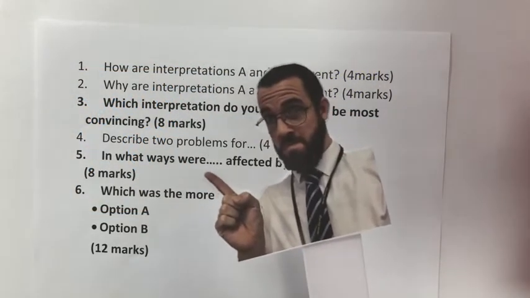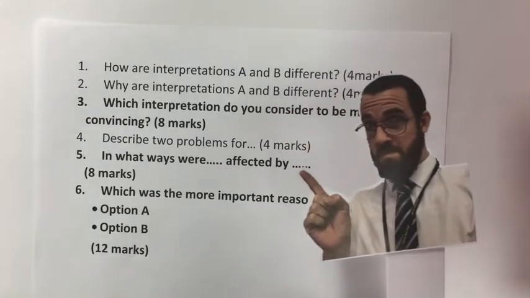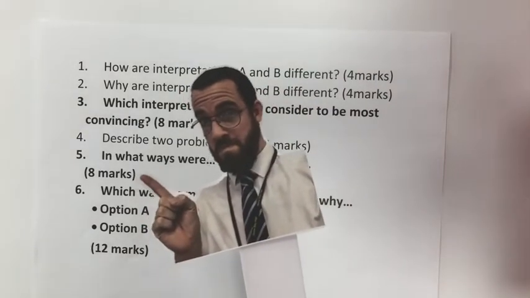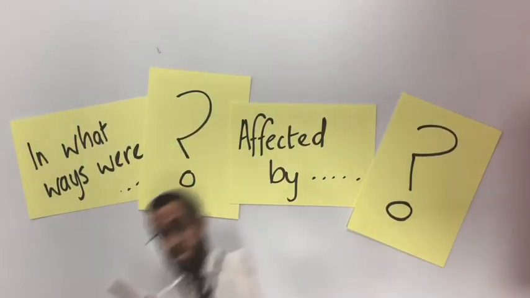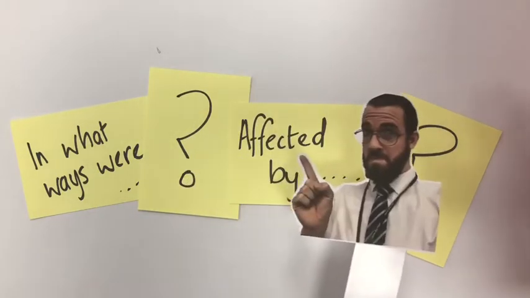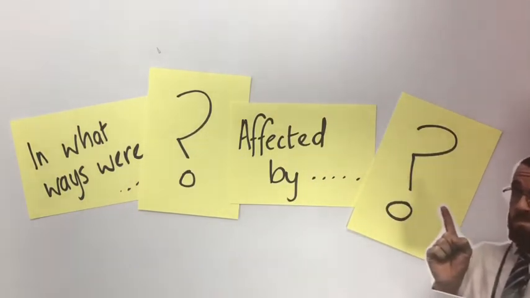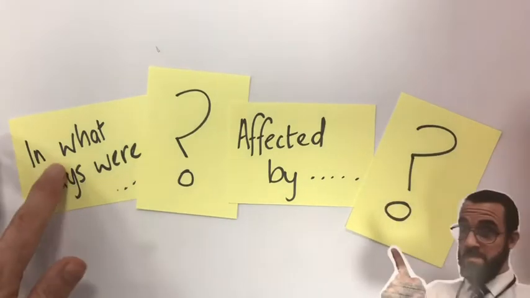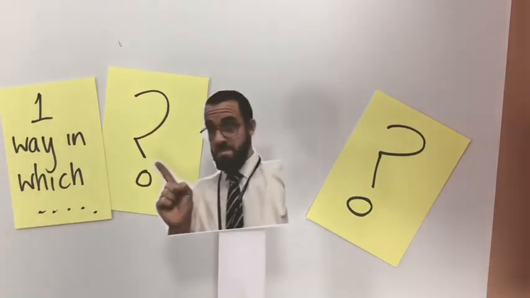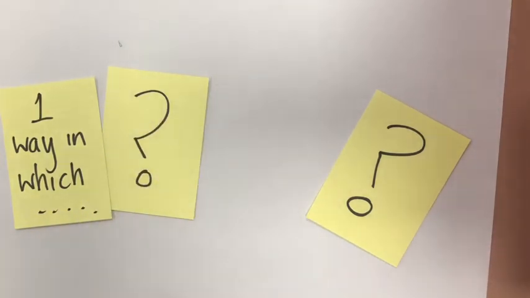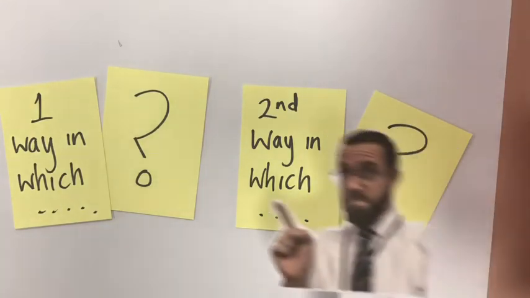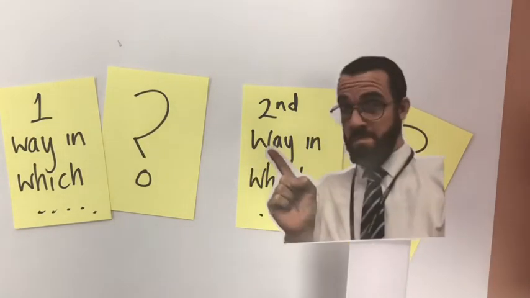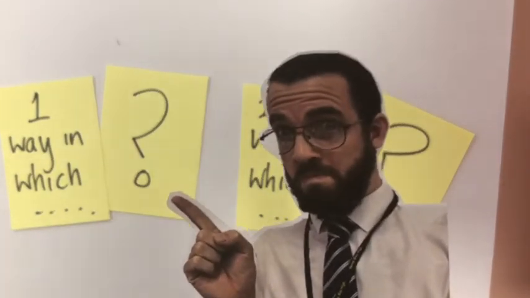Next up, in what ways were something affected by something? Worth 8 marks. Let's go. Right, so this one's fairly simple. They'll ask you how a thing affected something else. How you respond to that, using obviously lots of your own knowledge: one way in which people were affected by the thing, and the second way in which people were affected by a thing. Okay, each one, detailed paragraph, easy 8 marks. Let's do this!